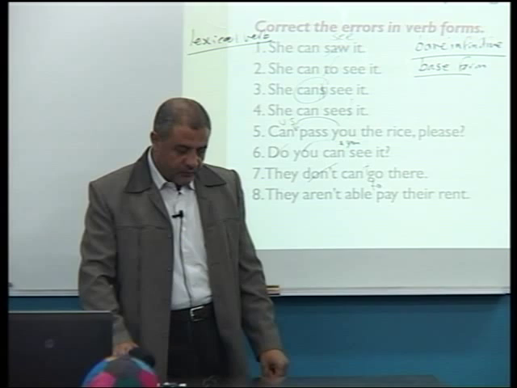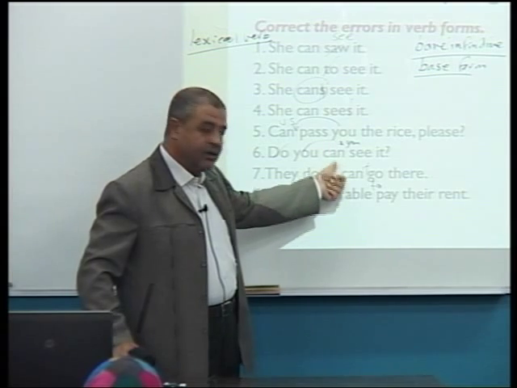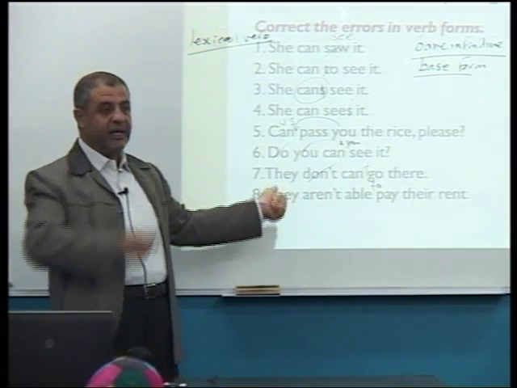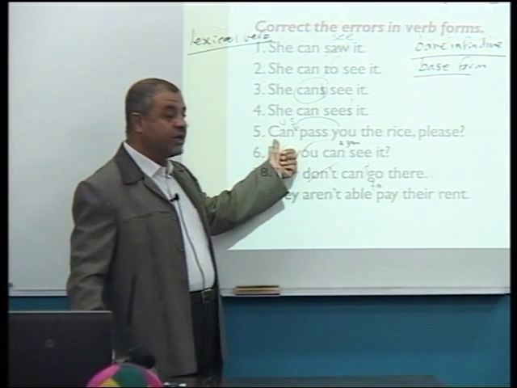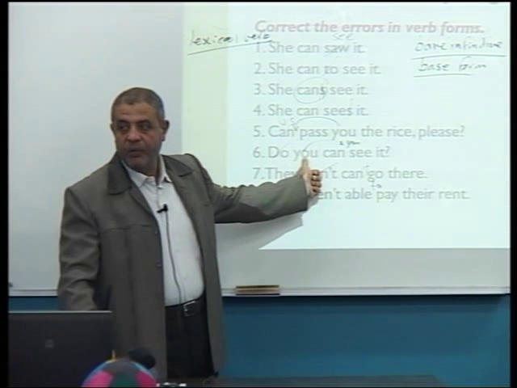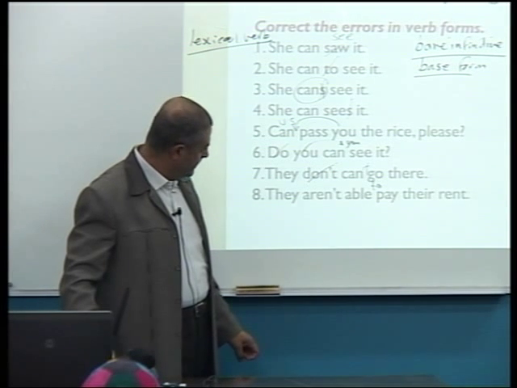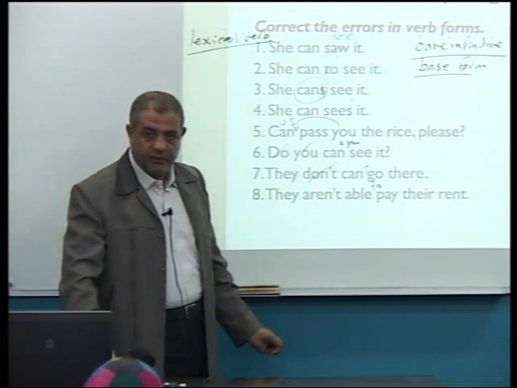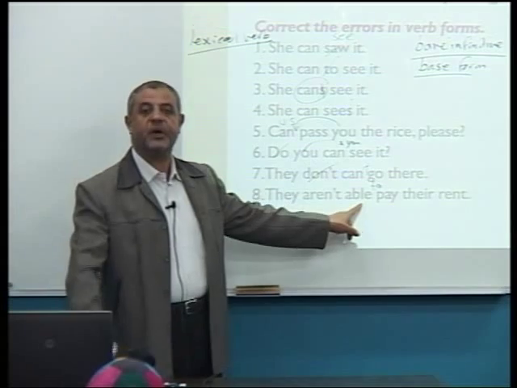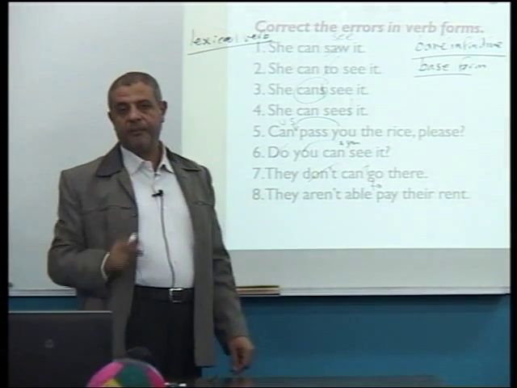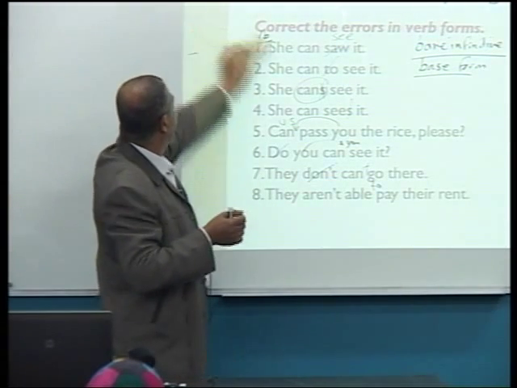Modals don't take the final S, but they accept not. And again, to make a question, you put the modal verb first. We start with the verb, then the subject. Will you? Can you? And so on. It doesn't accept S, but it accepts not. And be able to should be followed by to. Modal verbs are strong verbs.